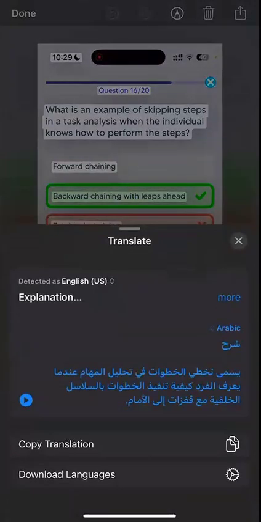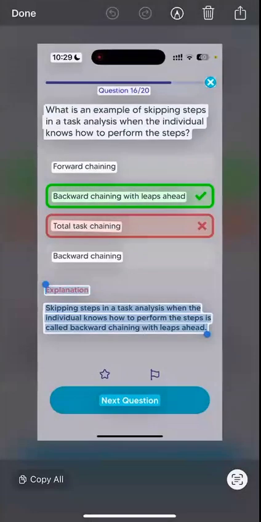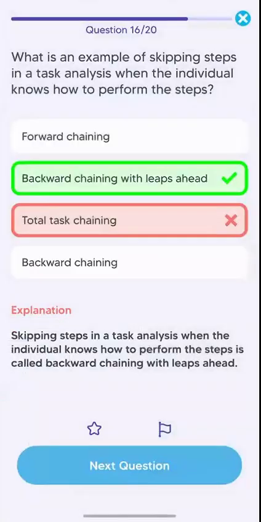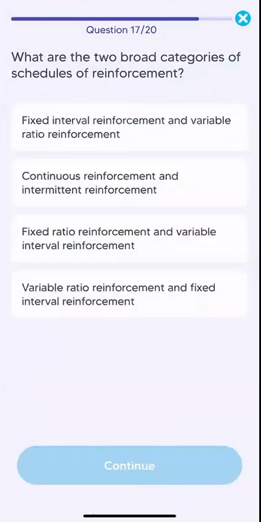Did you study it before? Yeah. Total task chaining is an approach that involves teaching a complex task in a step-by-step, highly structured way. Okay. I didn't, this is the first time I see this one. Did you see it before? Yeah, I saw this before. Leaps ahead, wherein you will be leaving steps. I will search about it. Okay.